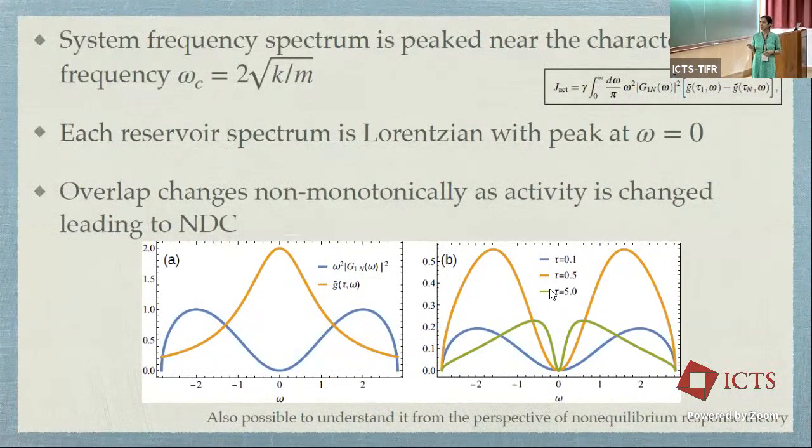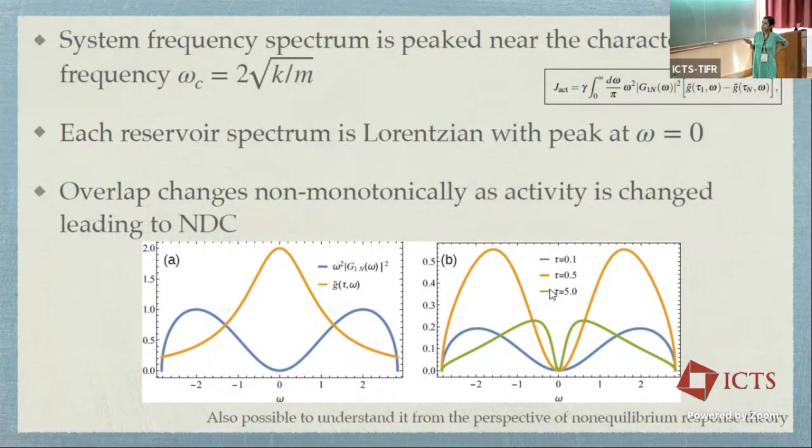One way to understand is to look at the spectra again. You remember we had this Landauer-like formula where the current is given by the overlap of the difference of the two reservoir spectra with the system transmission coefficient. This blue curve shows the transmission coefficient of the harmonic chain, which has two peaks near the characteristic frequency, 2√(k/m). And the system spectrum is a Lorentzian, which has a peak near ω equal to 0. And the current is actually given by the overlap of these two functions.